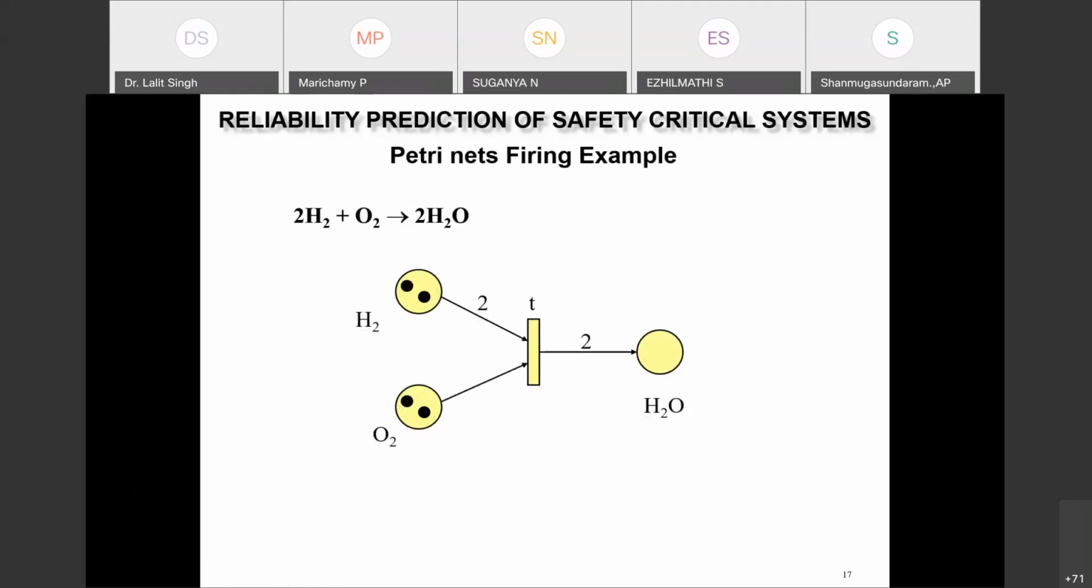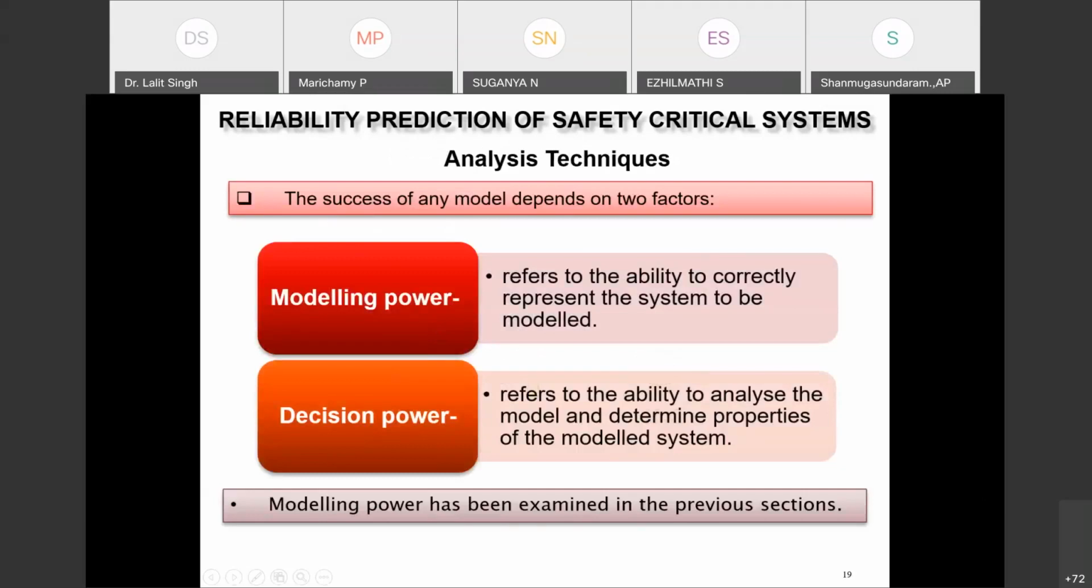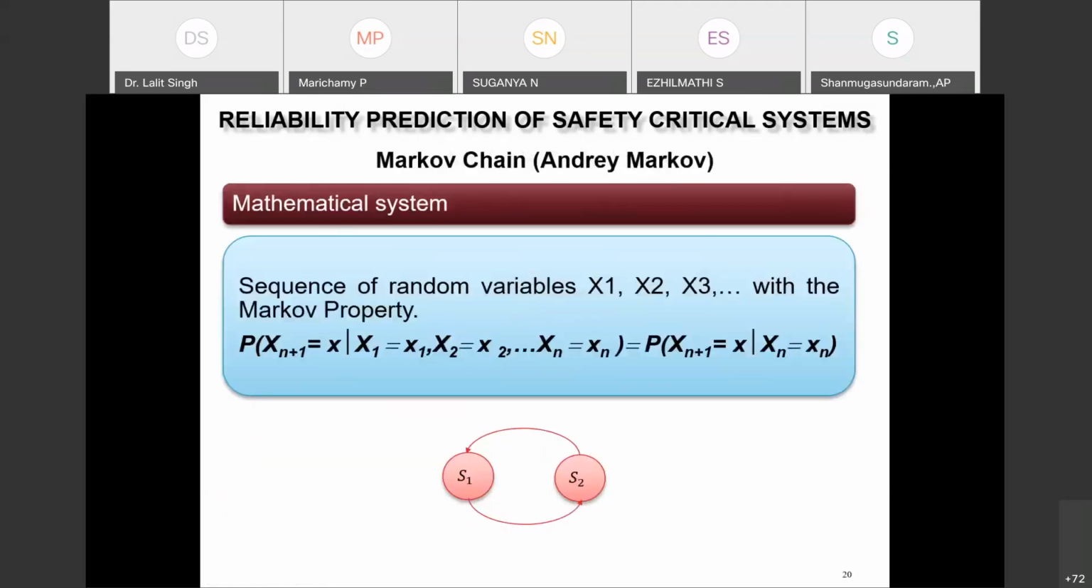And then after transition T, the state will become 0, 1, 2. Now in this state, transition T is not enabled, because all the input places must contain a sufficient number of tokens, and here hydrogen is not containing a sufficient number of tokens.